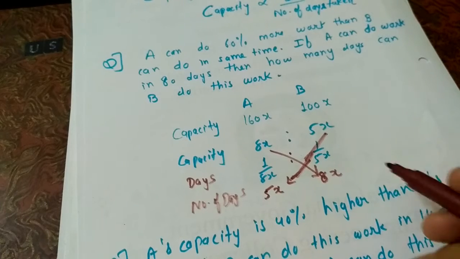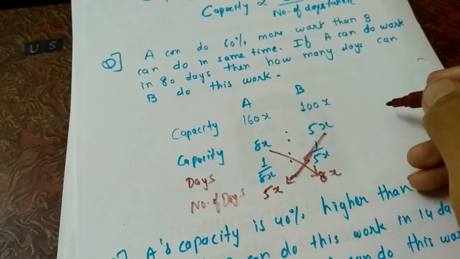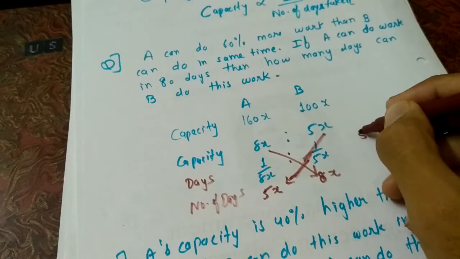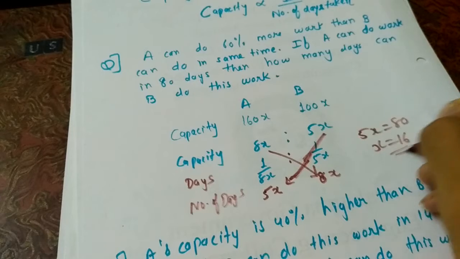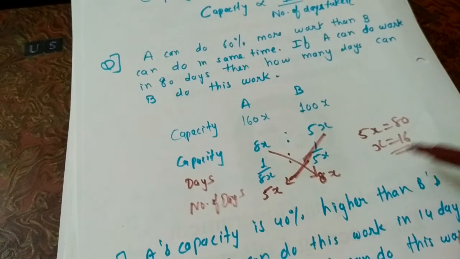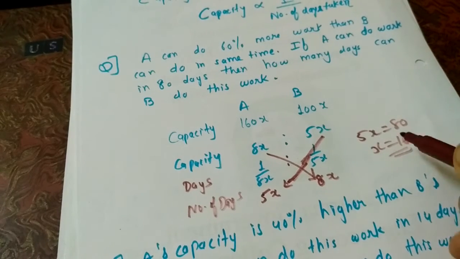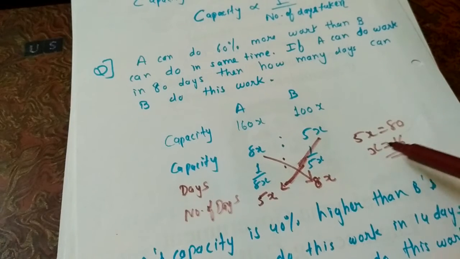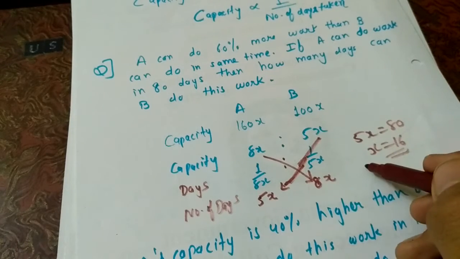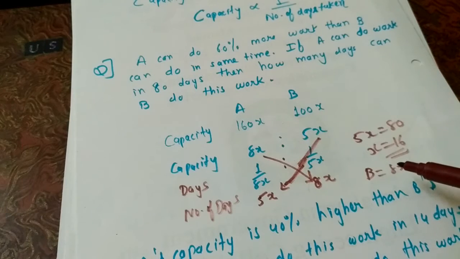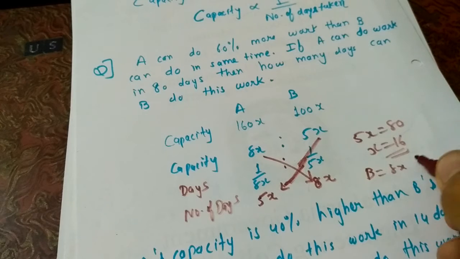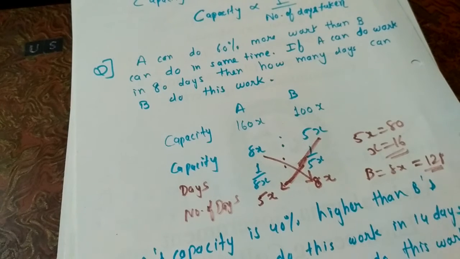Now the question says that if A can do the work in 80 days, then 5x equals 80. So what is x? 16. This is given data, 5x equals 80. So the question is asking about B: how many days can B do this work? We can now find B, because we know B is 8x. So 8 into 16 is 128. I hope it is clear. So this is the answer.